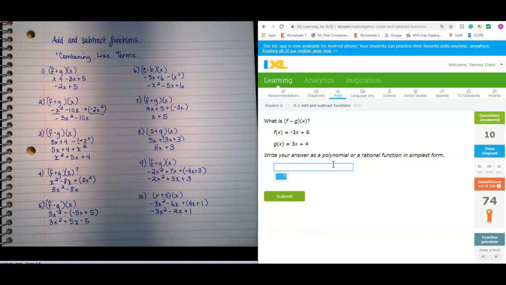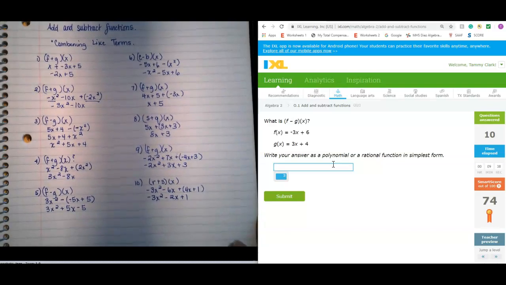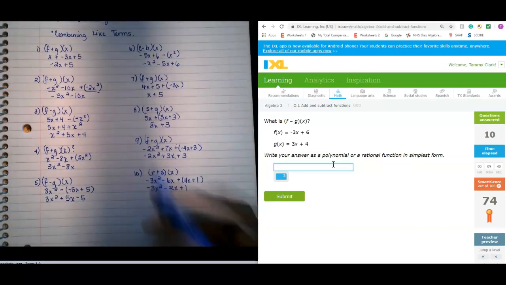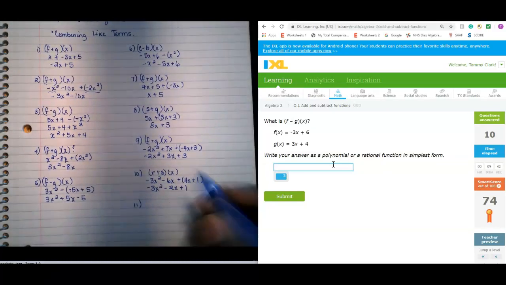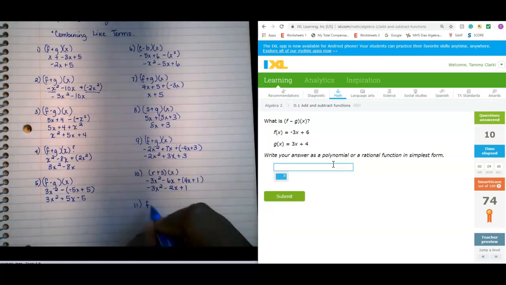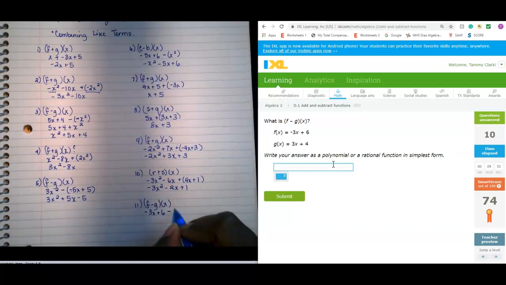All right, and let's see, I think I'm going to move this up here. Number 11, we've got what is f minus g of x? So we've got negative 3x plus 6, and we're going to subtract from it 3x plus 4.